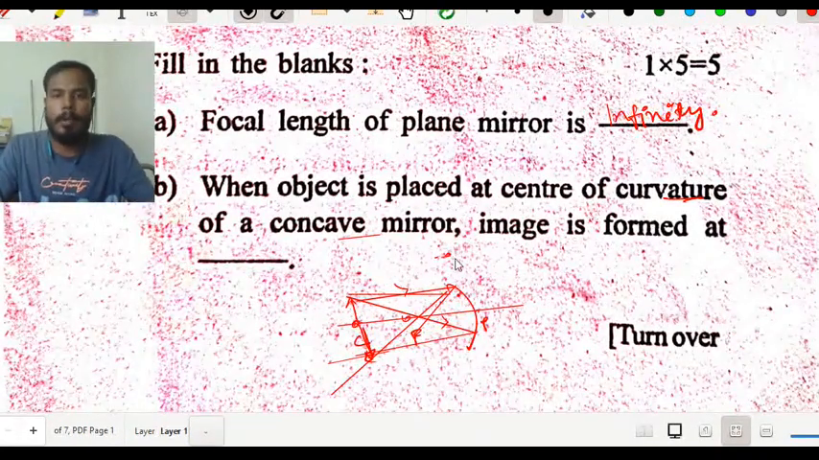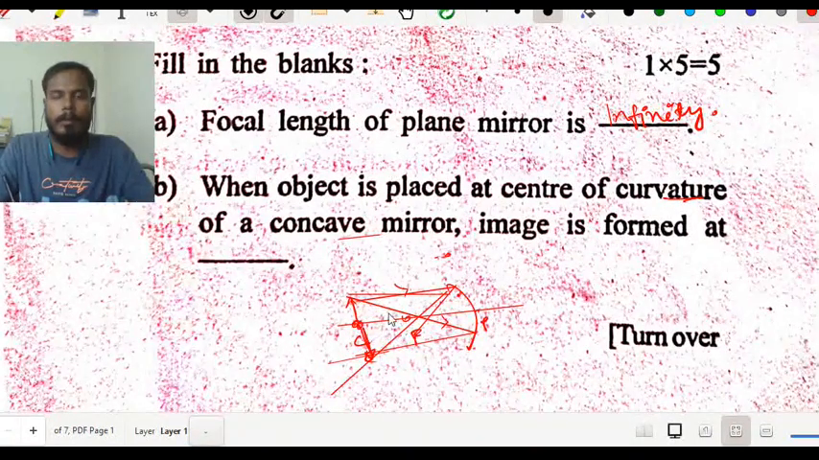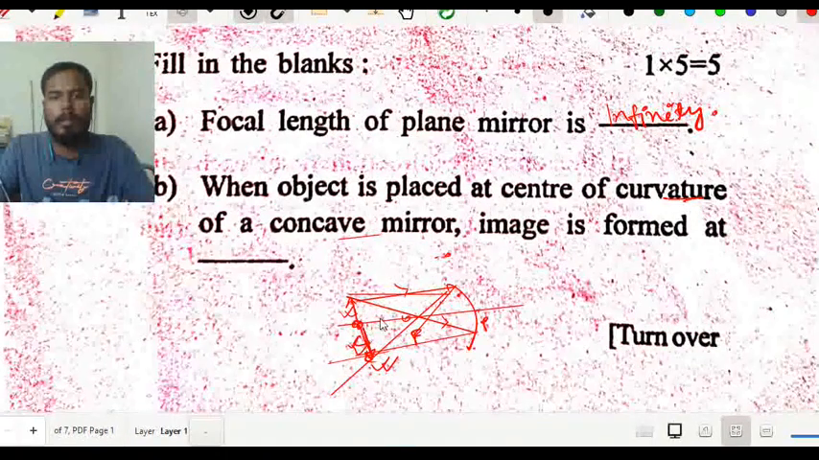So in the case of a concave mirror, if the object is placed at the center of curvature, the image is also formed at the center of curvature. The only difference is the image will be inverted compared to the object. The size of the image and the size of the object are equal. The image formed here is real because the rays actually intersect.